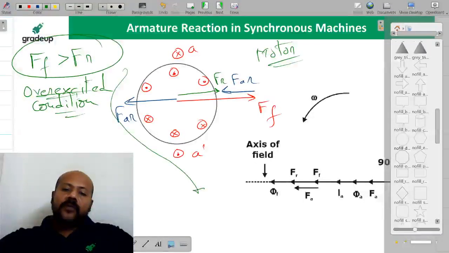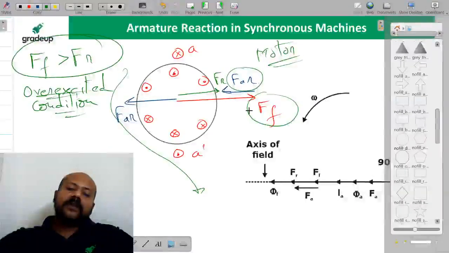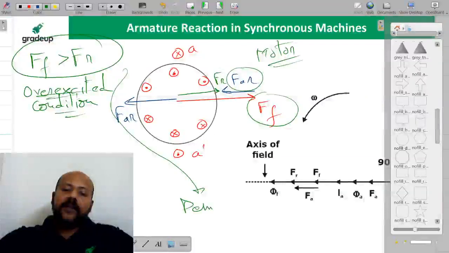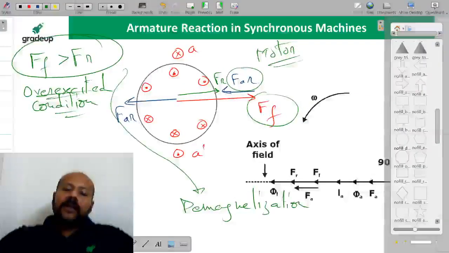And this is going to be, if your armature flux is opposing the main field flux, again the demagnetization or demagnetizing effect of the armature reaction.